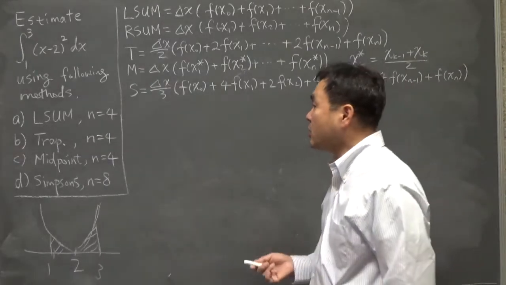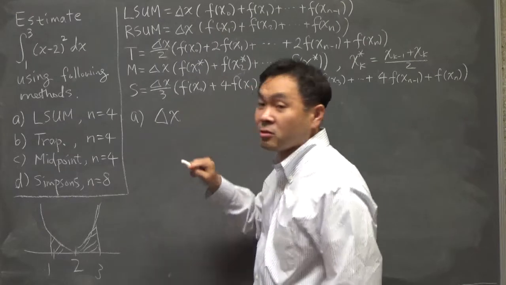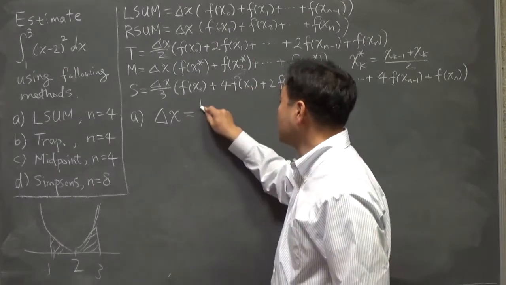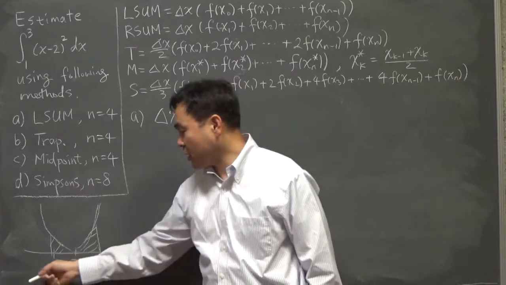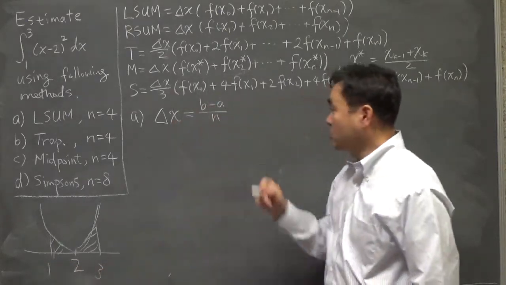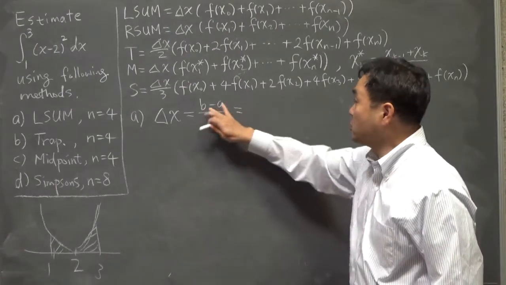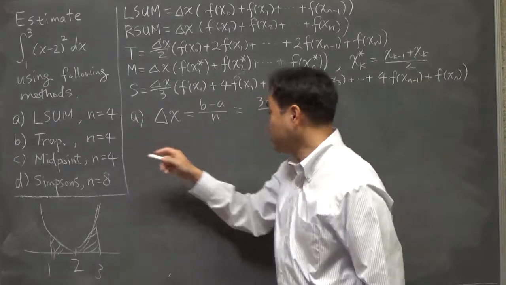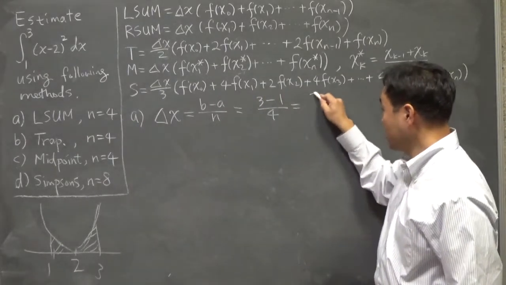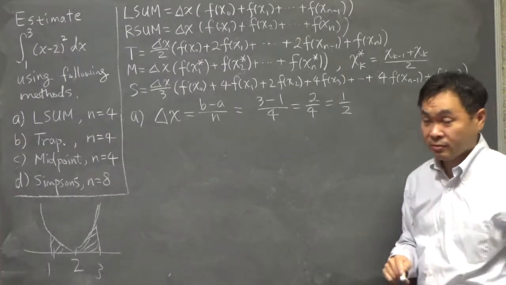And let's start with the left sum, n equals 4. In any of these methods, you have to start out by calculating delta x, whose formula is b minus a over n, where the interval is a to b, and n is the number of rectangles that you're going to build. So in our case, b is 3, a is 1, and our n is 4. So you get 2 over 4, which is 1/2.